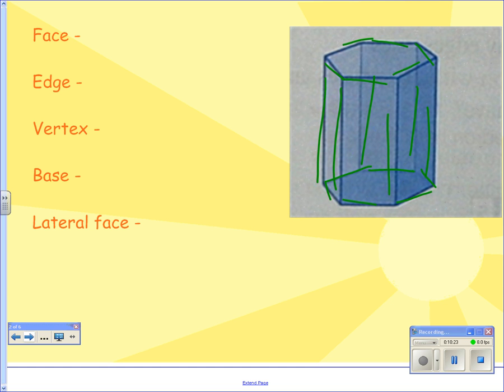All right, vertex. The point of intersection of 3 or more faces of the figure.